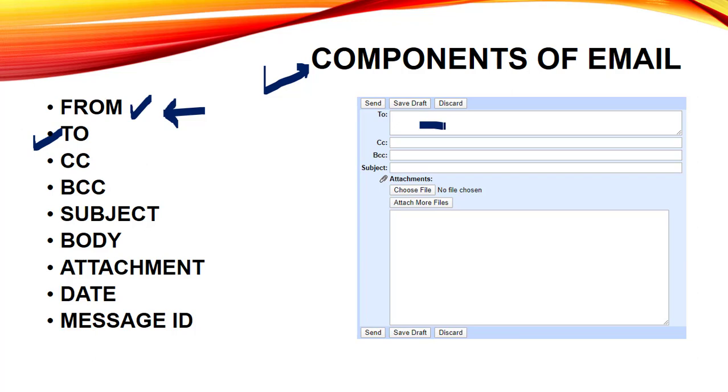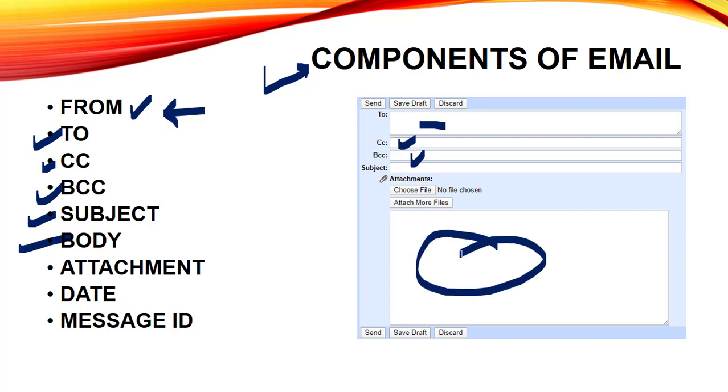In this to option we can write either one or more than one mail IDs or mail accounts as per our requirements. Next we have CC and BCC field. The CC or BCC field is used to send the copy of this mail to the other recipients. Next we have subject. This subject is a term or the title of our mail that we are sending. Then next we have body. This portion over here where we write our message or content is termed as the body of an email.